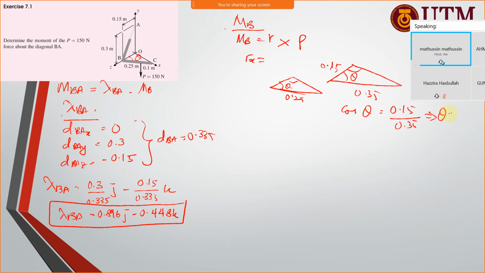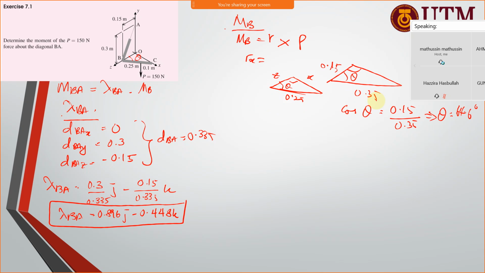So theta berapa? 0.15 bahagi 0.35 inverse cos. 64.6 degree. Okay. So once dah dapat theta, kita boleh dapatkan dia punya nilai kat sini. Let's say this is x and this is z. Okay. So what is our z?